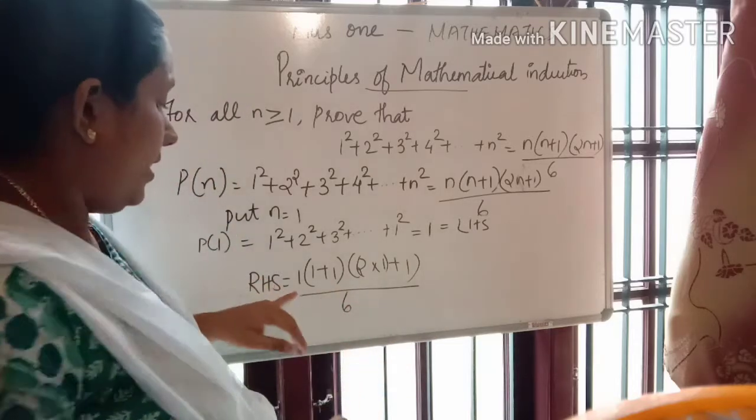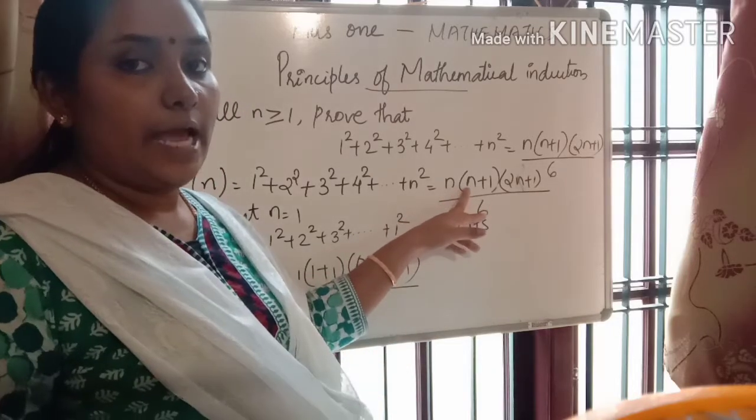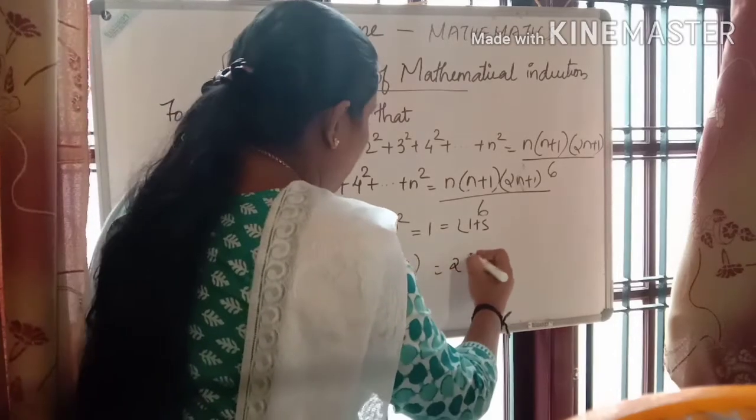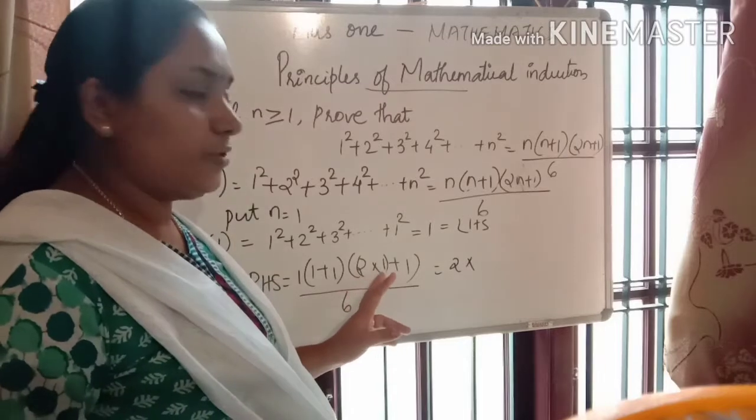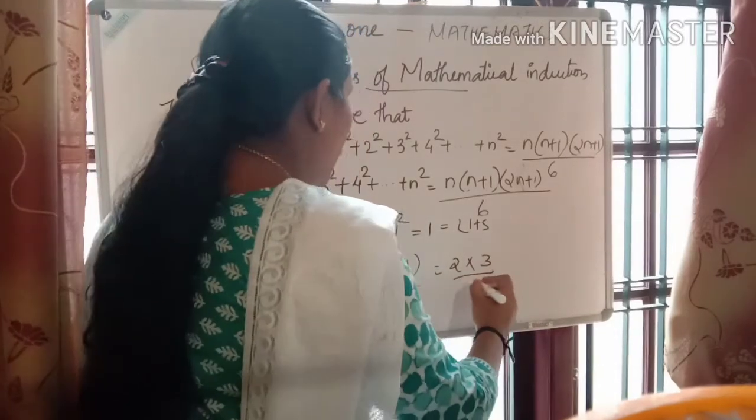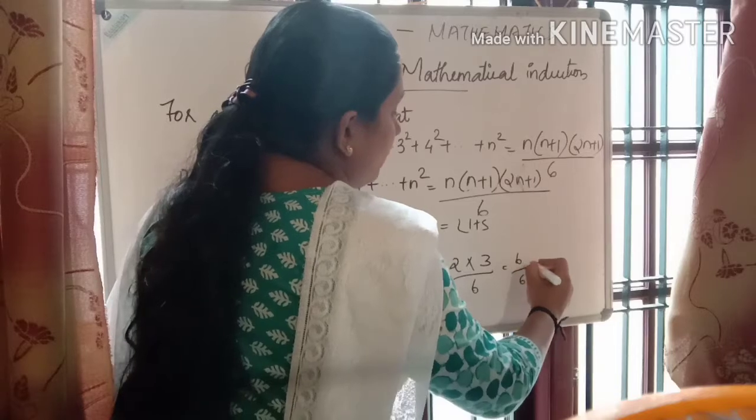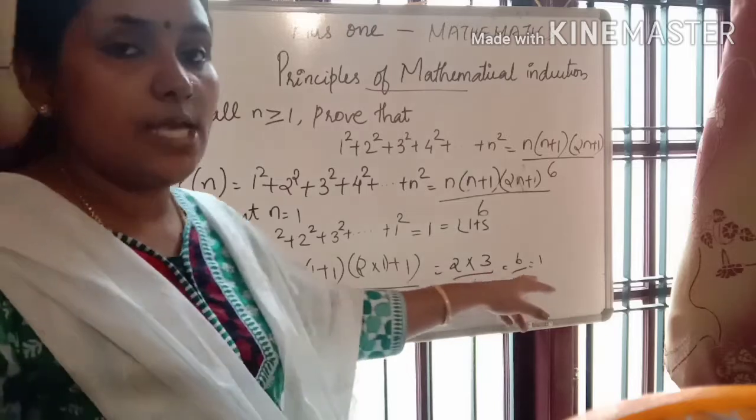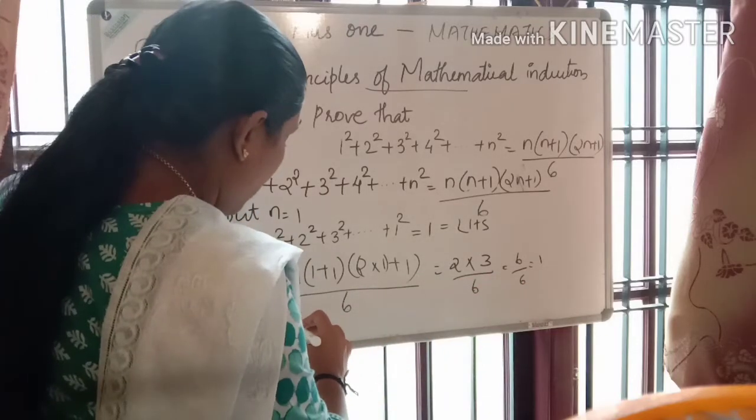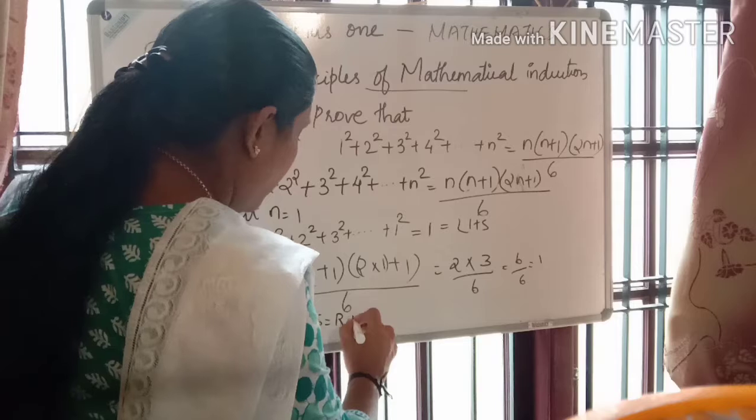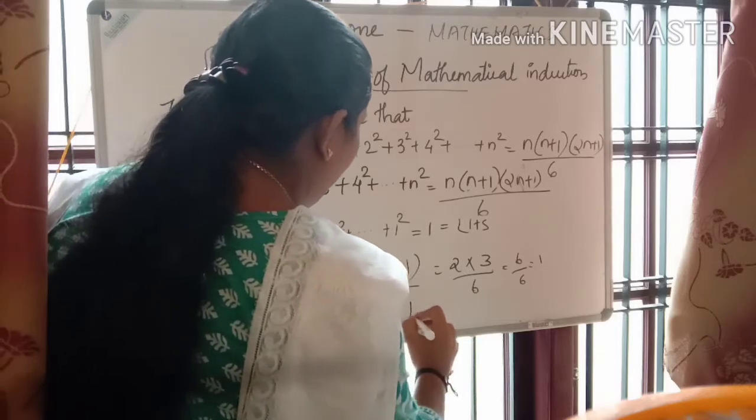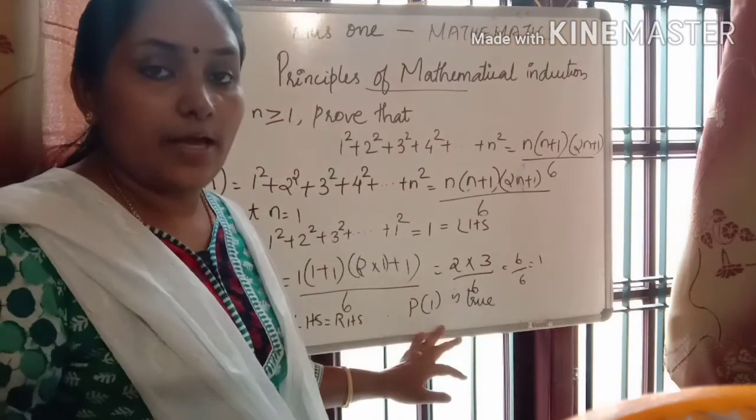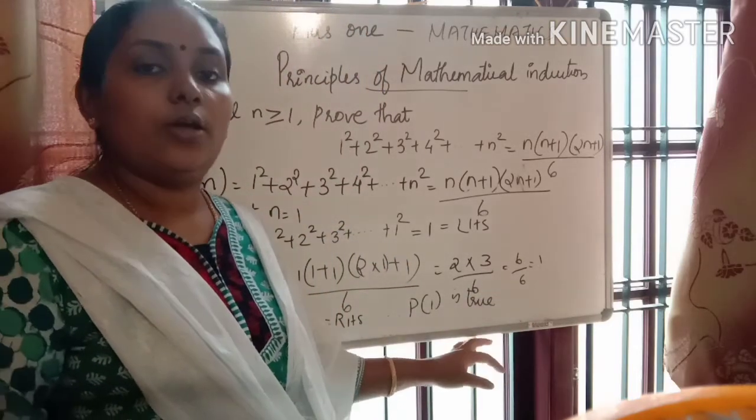Divided by 6. Here instead of n we are applying 1. 1 plus 1 is 2, into 2 into 1 times 2 plus 1, that is 3, divided by 6. 6 by 6, the value is equal to 1. See, LHS equal to RHS. LHS value is 1 and RHS value is 1. Therefore, P of 1 is true.